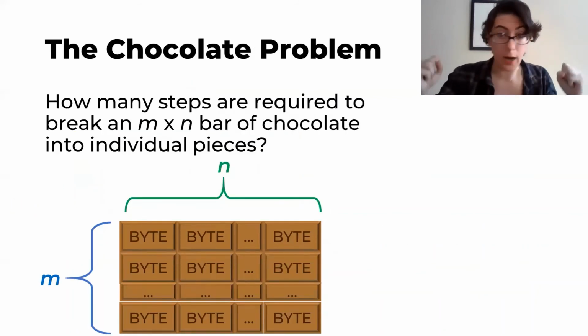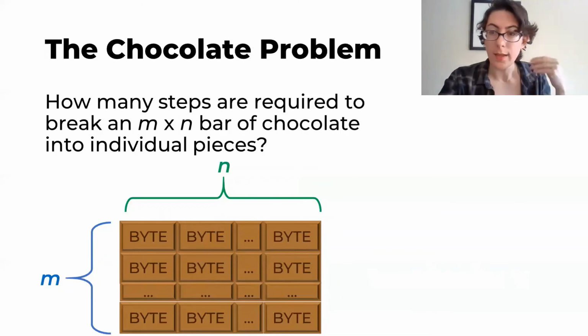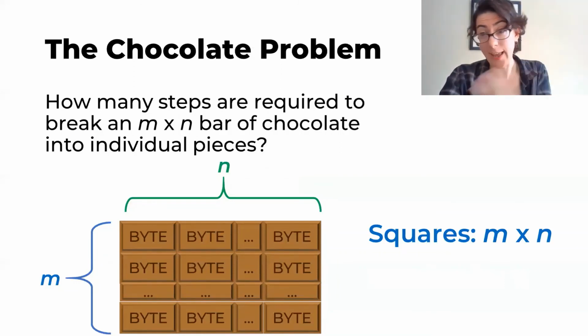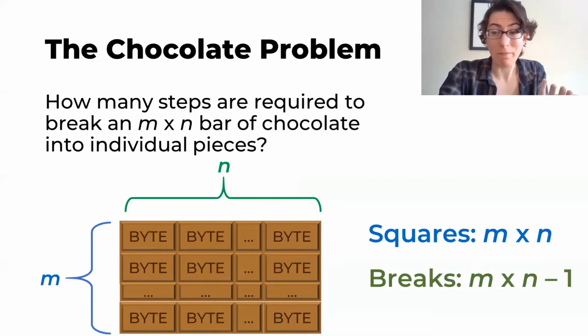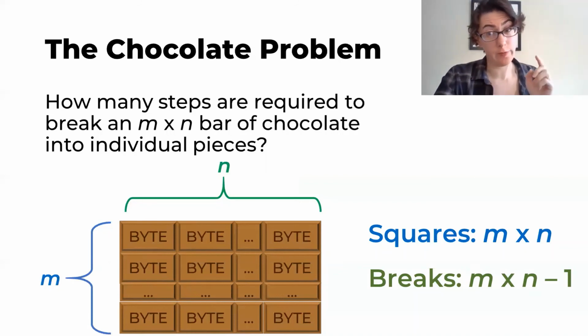And this brings us back to our original problem, the chocolate problem. How many steps are required to break an m by n bar of chocolate into individual pieces? So how many squares are there altogether? M times n. And how many breaks are required? Simply m times n minus 1. We have solved this thing.